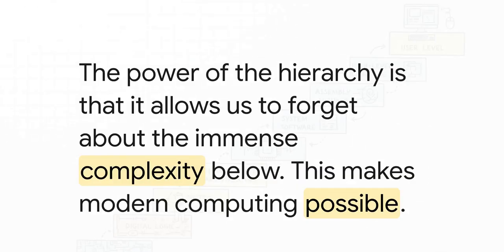And here it is, the most important takeaway from all of this. The true power of this ladder of abstraction is that it lets us completely forget about the immense complexity of the levels below us. A game developer writing code up at level 5 doesn't need to know or care about how the control unit at level 1 is designed. And that right there, that is what makes the entire world of modern computing possible.